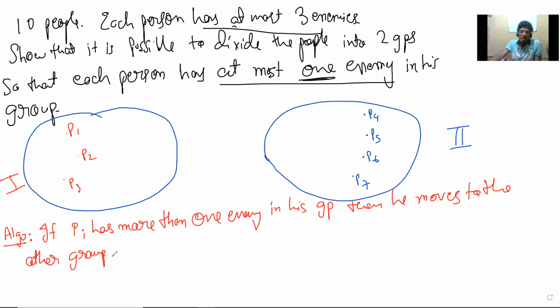But mathematically, we are not able to prove the termination of this algorithm. Mathematically, we want to show that this stops, in the sense that you come to a stage where no one has more than one enemy in his group. So how do we show the termination?